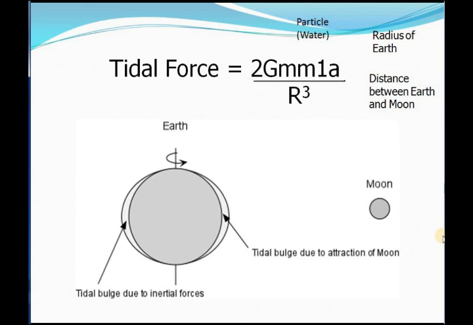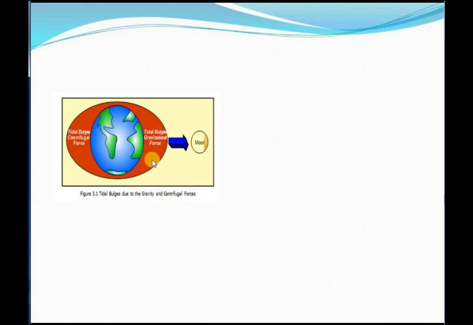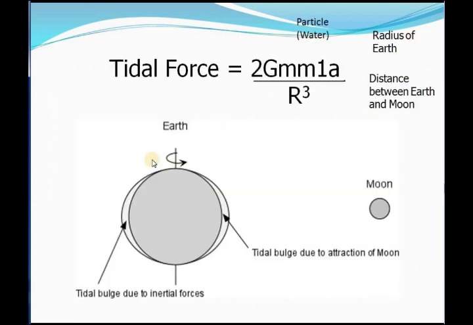As the earth rotates, these two bulges travel with the same rate as the earth's rotation on its axis. So however the earth is rotating on its own axis, the two bulges also travel. Okay, so if you see the next slide here, that is the same thing represented here: tidal bulges due to gravity and centrifugal force.